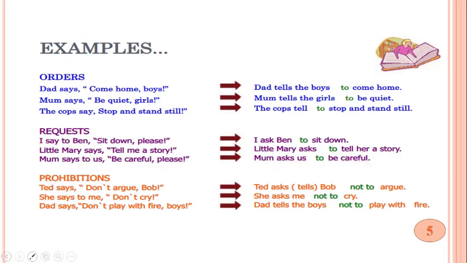And the last one is the prohibitions, the negative imperative, that says don't argue Bob. So that tells Bob not to argue. She says to me don't cry. She asks me not to cry. That says don't play with fire boys. So that tells the boys not to play with fire. This is about prohibitions or negative imperatives.